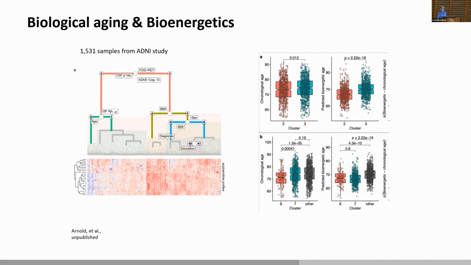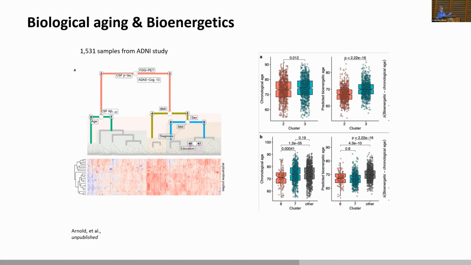And what we're able to see, on the box plots on the right, is that you sometimes have clusters where the actual chronological age, you see that in panel age, is the same, so they have the same age, but the biological age according to the model is much lower in one of those groups. You see that throughout this clustering tree, and it turns out that whenever the predicted biological age is lower, these people are actually better off in terms of disease. They have less Alzheimer's, better pathology.